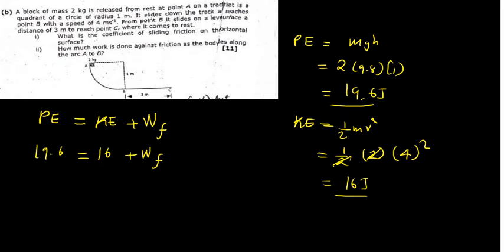Okay, work done against friction. So the work done against friction, that is 19.6 minus 16, that is 3.6 joules. That is it for this problem. Or we could have said final energy minus initial energy. That would have shown a negative sign, meaning for friction.